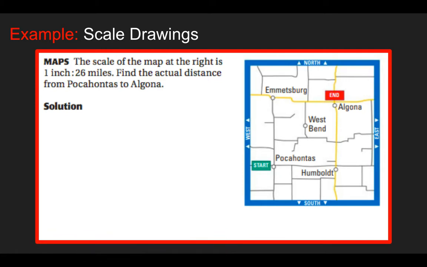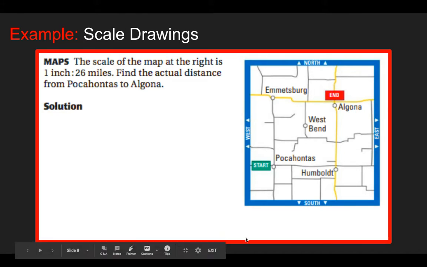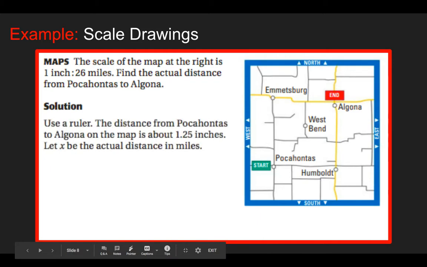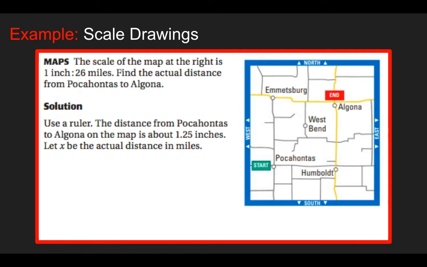The scale of the map at the right is 1 inch to 26 miles, meaning that for every 1 inch on the map, it's equivalent to traveling 26 miles in real life. Find the actual distance from Pocahontas to Algona. We'll begin by using a ruler. The ruler distance from Pocahontas to Algona on the map is about 1.25 inches.